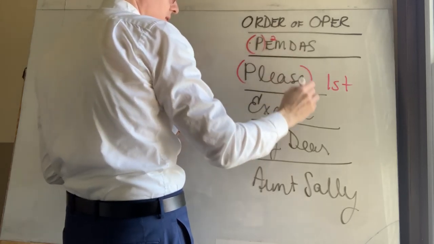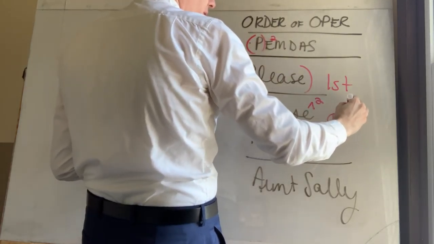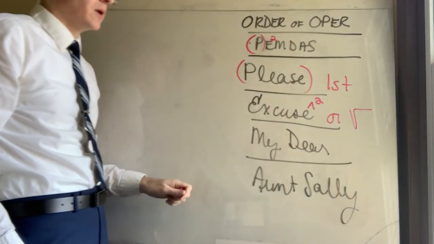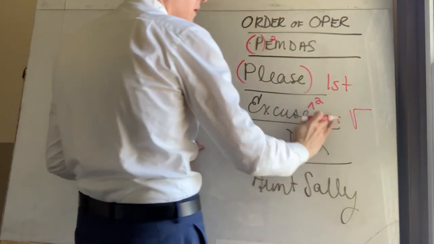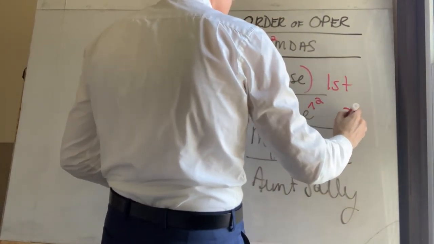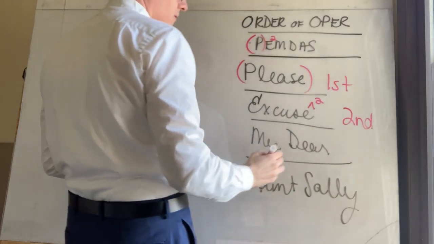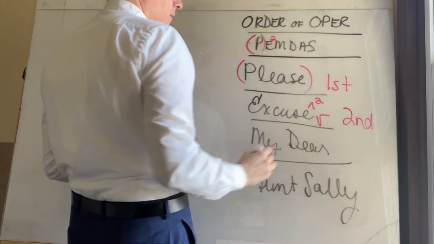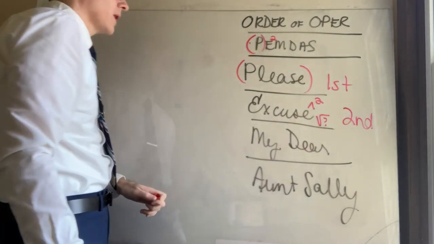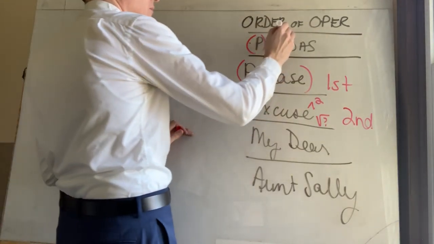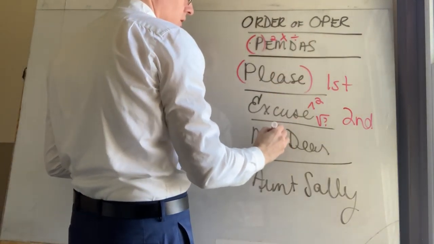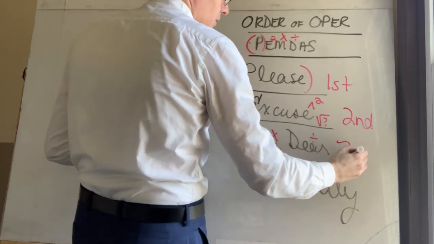Excuse is when you have something that is raised to an exponent, or in theory, if you have something like a square root. And that's something that you generally deal with second. My dear is multiplication and division. And you deal with those things third.